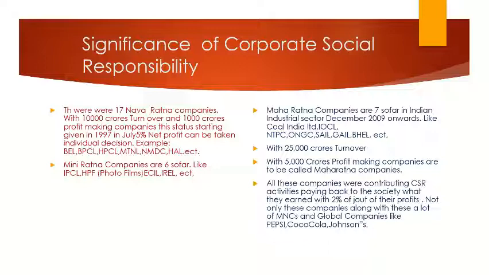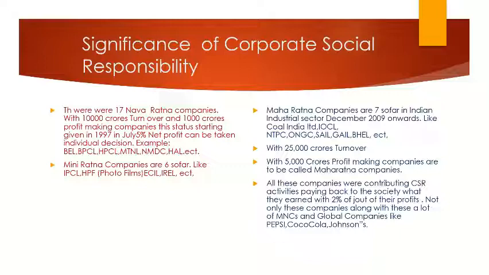So it is also how it has been classified into Navaratna companies, Mini Ratna companies, and Maharatna companies. Mini Ratna companies are 6 so far. The Mini Ratna companies also give corporate social responsibility funds. Maharatna companies are 7 so far in India. The industrial sector started giving from December 2009 onwards.